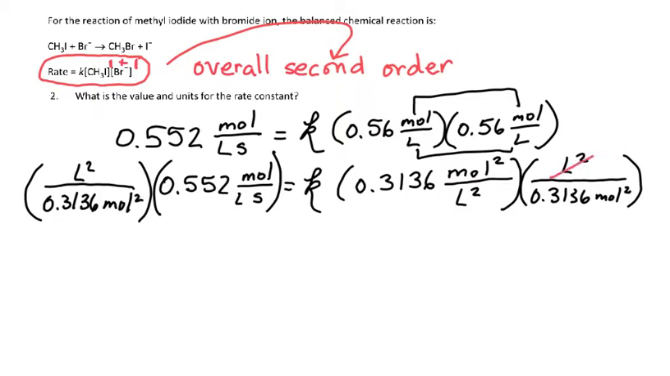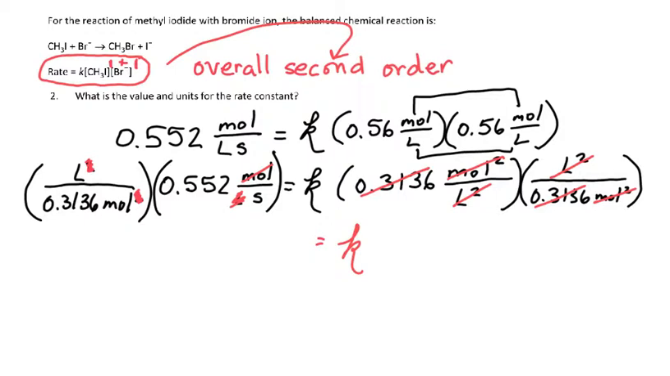That means that my liters squared cancels with my liters squared. Mole squared cancels with mole squared. 0.3136 cancels with 0.3136. We get k. Over on my other side, one of the liters cancels with one of the liters. One of the moles cancels with moles. Now we've got to do the math.